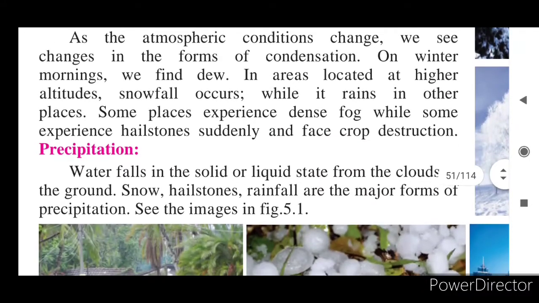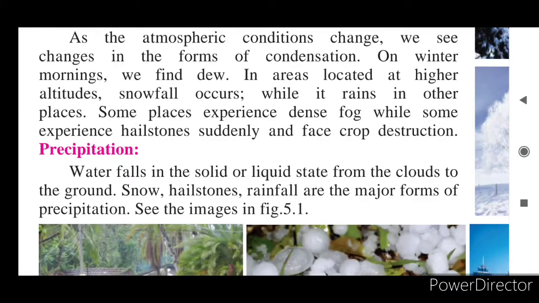On a winter morning, we find dew. In areas located at high altitude, snowfall occurs. While it rains in other places, some places experience dense fog, while some experience hailstones suddenly and face crop destruction. So here it is said that when the atmosphere changes, we find a change in the condensation process also. In the winter morning we can find dew. We have seen in the picture the water droplets on the green leaves; that is dew.